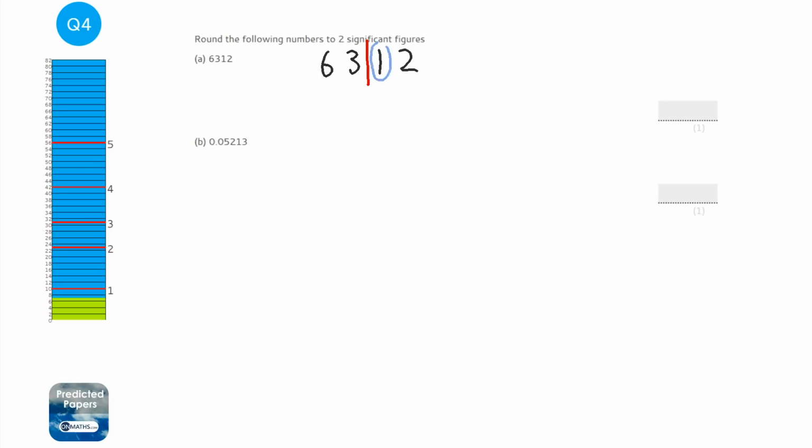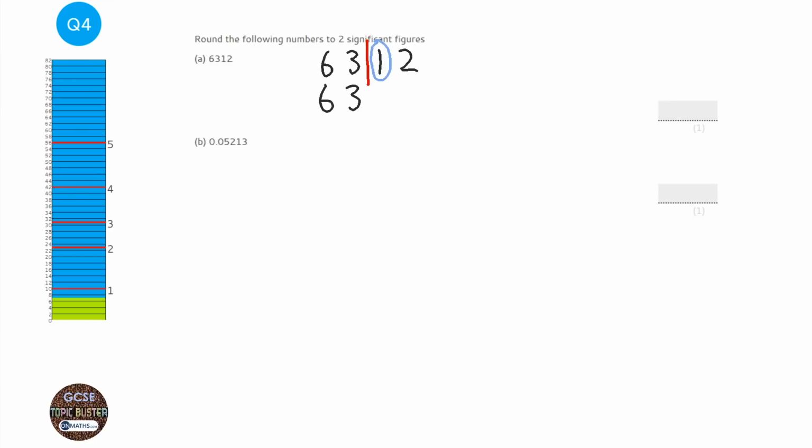Then we look at this number. Now this number and the 2 are doomed. They're gone. But they're not quite done yet. That blue one has to make a decision. If that number is a 5 or more, that 3 will go up by 1. If it's less than 5, that 3 will stay the same. Now because it's less than 5, that 3 will stay the same.